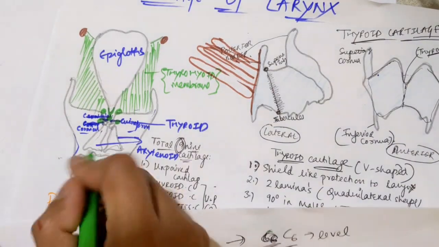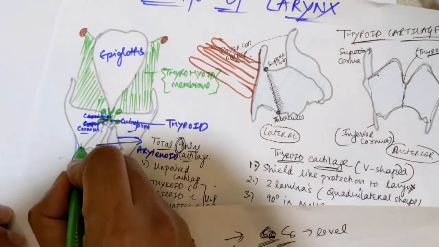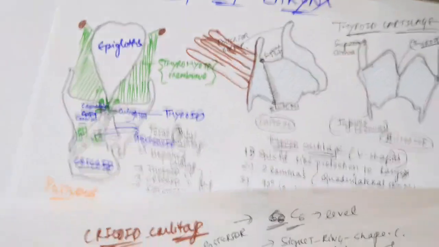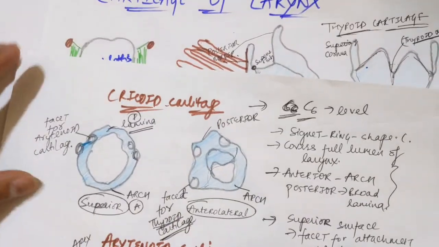Like here, you can also see it here. So this is your vocal process, and this one is your muscular process here. Okay, so this much is clear. So this was your arytenoid cartilage. Now let's move on to the other 3 cartilages. There's not so much information on them.